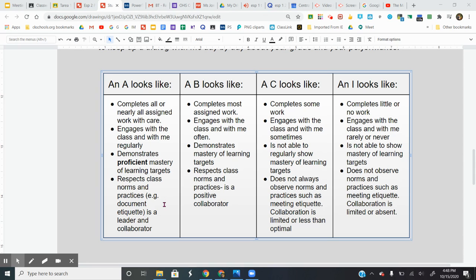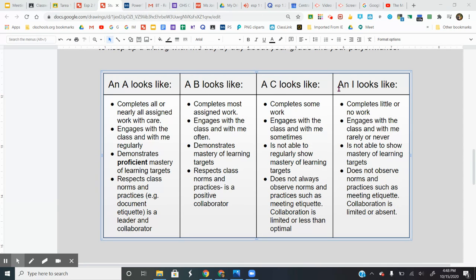A person who's working at an A level is also professional in class. They respect the speaker. They are present. They only chat things that are connected to the class. They are helpful to other people, and they're willing to put in input when we discuss. That is what a person who respects norms and practices looks like.